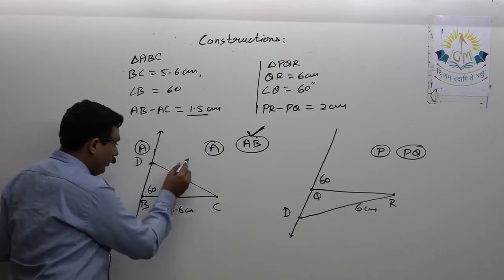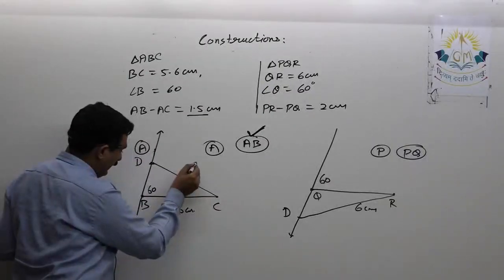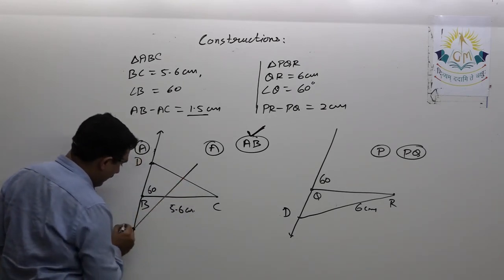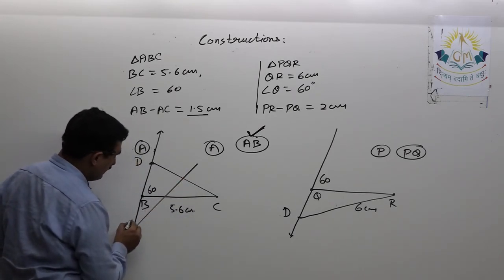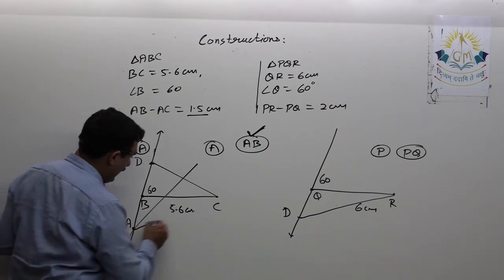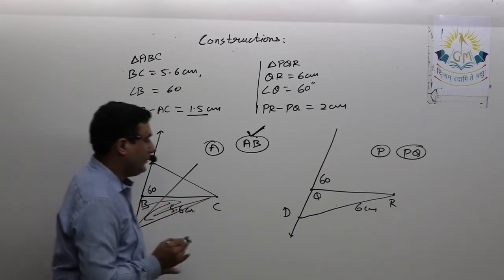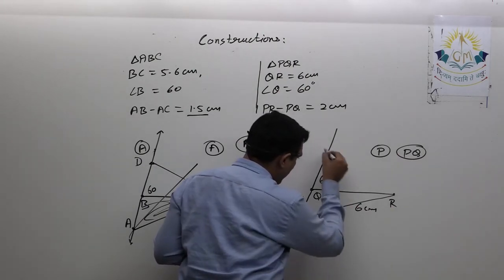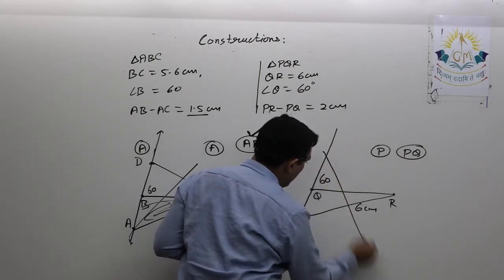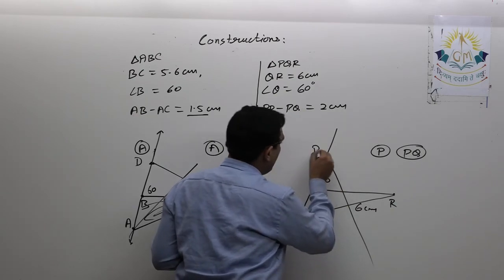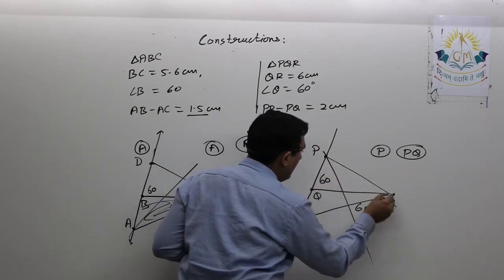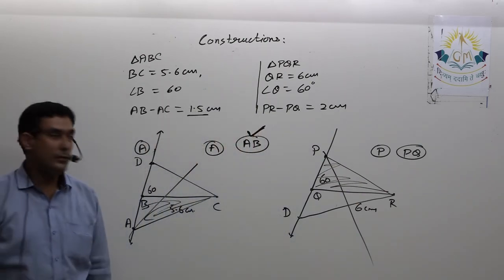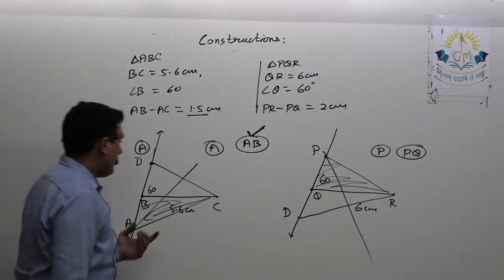Now I will draw its perpendicular bisector. Definitely it will meet the ray at some point, and that point I will name A, and I will join this to get triangle ABC. Over here again you draw the perpendicular bisector, it will meet somewhere, and that point I will call P, and I will join this to get my triangle PQR. Remaining all things are the same.